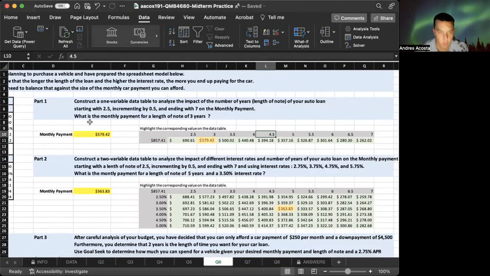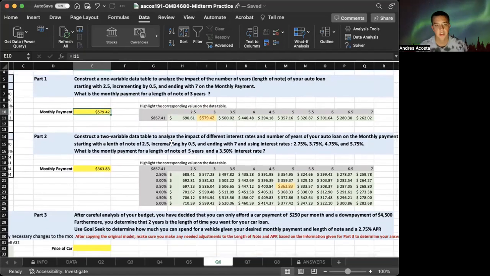Now, the question is, what is the monthly payment for a length of note of 3 years? Up here is the years incrementing by 0.5: 2.5 years, 3 years, 3.5 years, 4 years, etc. So to find the monthly payment for a length of note of 3 years, we go to 3 years, and under it says 579, and that's what we would include as our monthly payment.